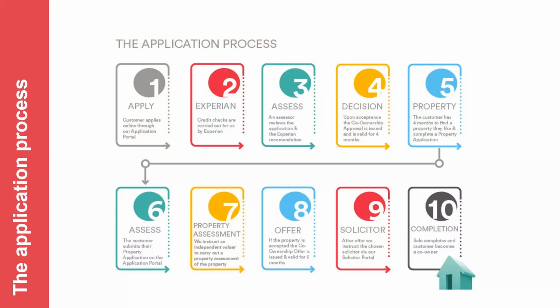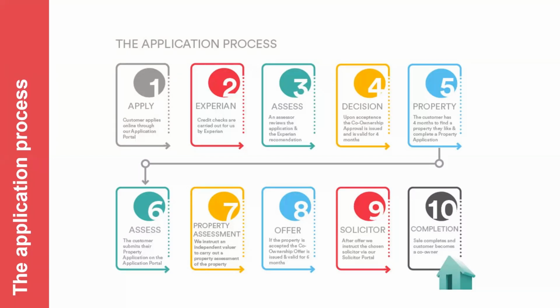That approval will be unique to you, and we will offer you an approval based on your own individual affordability up to a maximum purchase price for a home with co-ownership of £195,000. During the 4-month validity period of your approval, you can then go and look at properties that you'd like us to consider purchasing with you.